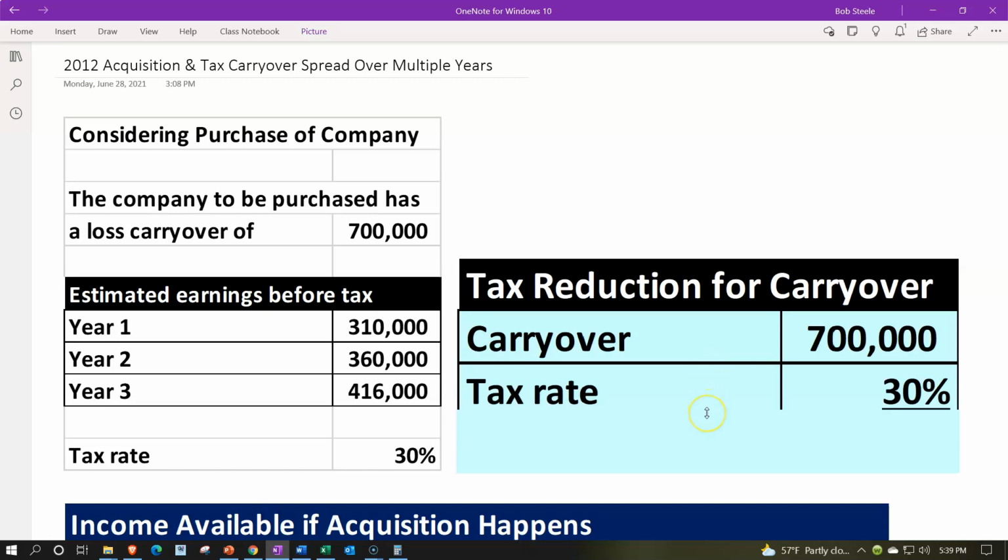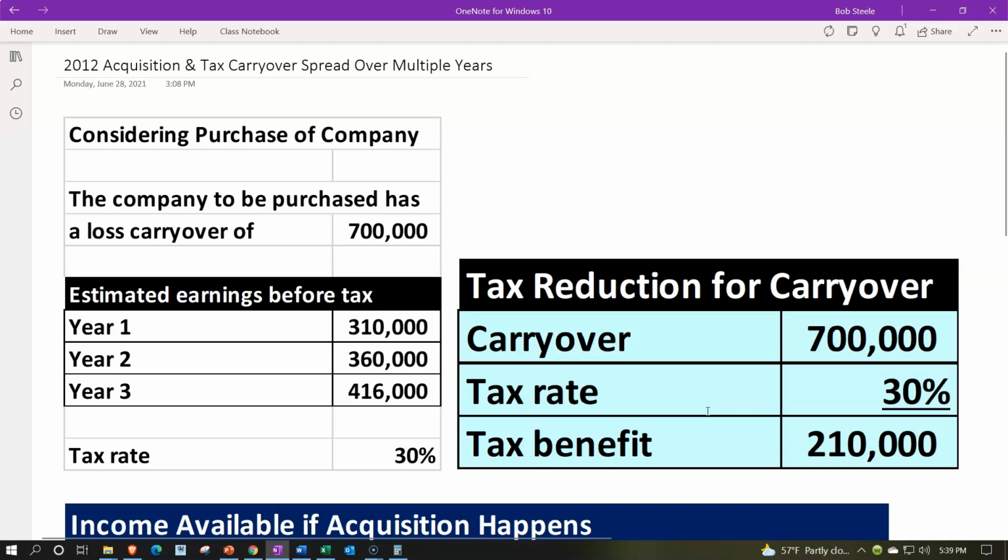If we're in a 30% tax bracket, the $700,000 times 30% would mean that we would get $210,000 of a tax benefit, which can be a substantial tax benefit if we can get access to that in an acquisition type of process. But once again, we can't take that $210,000 in year one unless we can match up that carryover to our related income, which we might be able to do depending on our circumstances. But in this case, we don't have the income to do that. We have to allocate it and hopefully carry over the loss until we can match it up against the income. So we're going to get that $210,000, we would expect, but not in the first year.